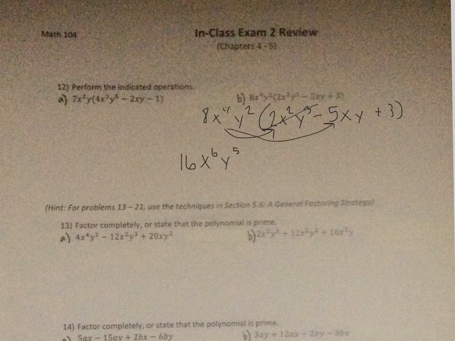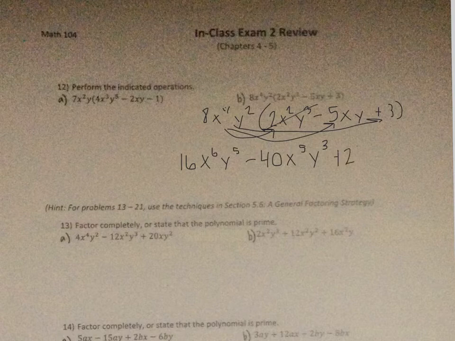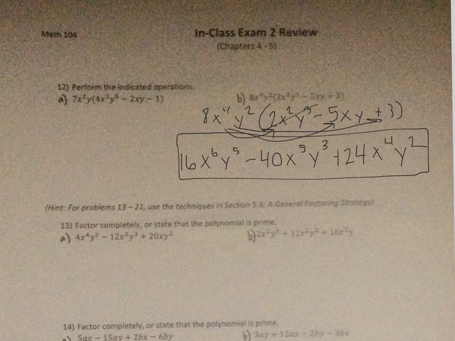Now let's distribute to the next term. 8 times negative 5 is negative 40. X to the 4th times x to the 1st is x to the 5th. And y squared times y is y to the 3rd. Then for that last term, 8x to the 4th y squared times 3, we have 24. Since there are no variables in that term, we just write the variables we have in front. And there we go. This is distributed all the way through. Okay, so that's the distributing.